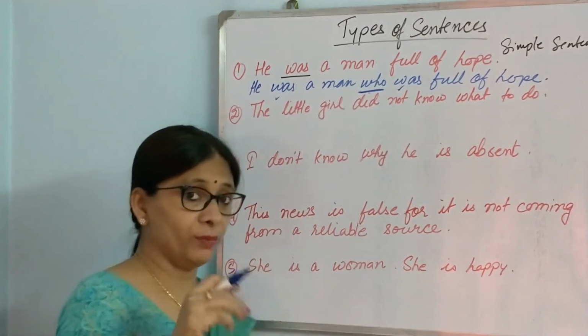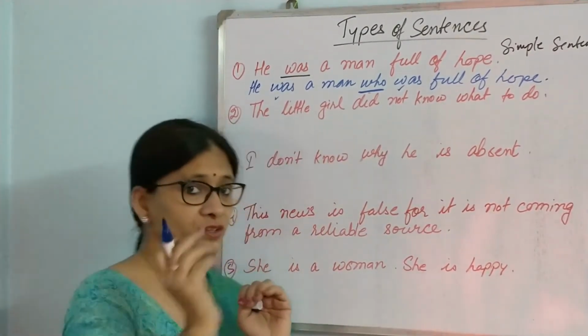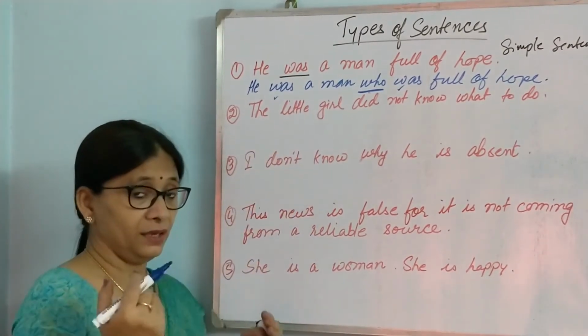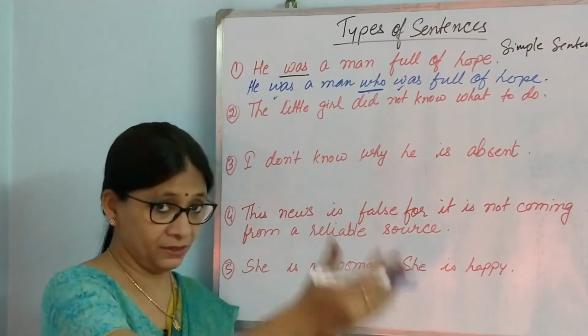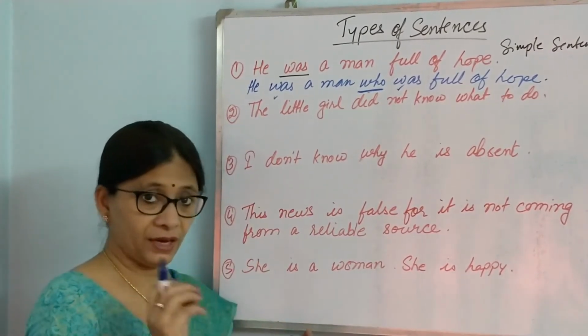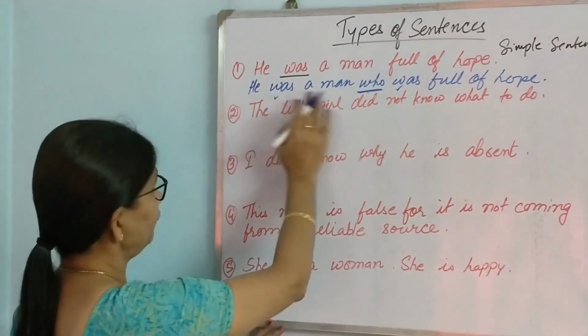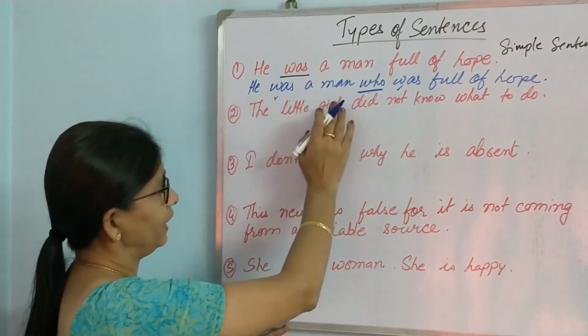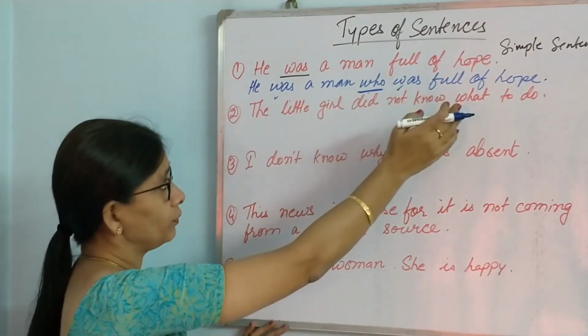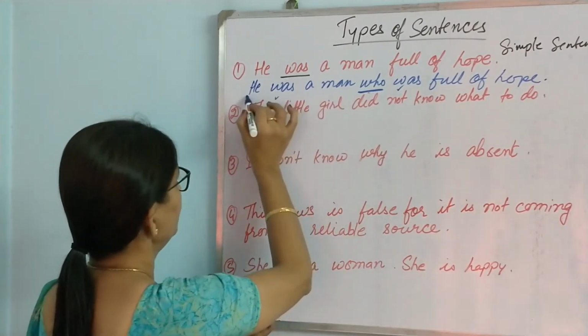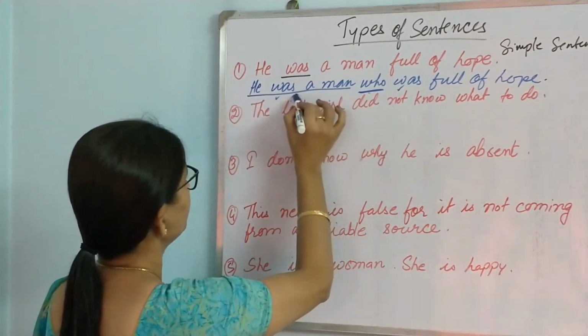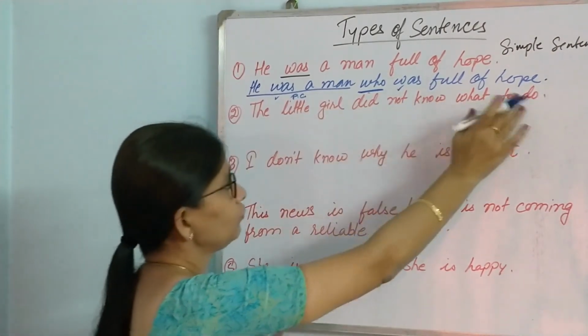Now the next job is to see which is which. It is not necessary that the first clause will be the principal clause all the time. It can be in some other place also. We have to be careful, okay? Let us see. He was a man who was full of hope. He was a man, this is the principal clause, P.C.